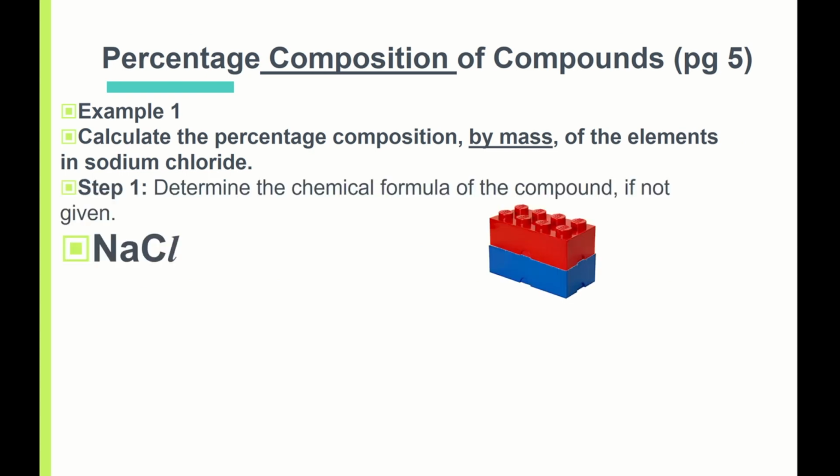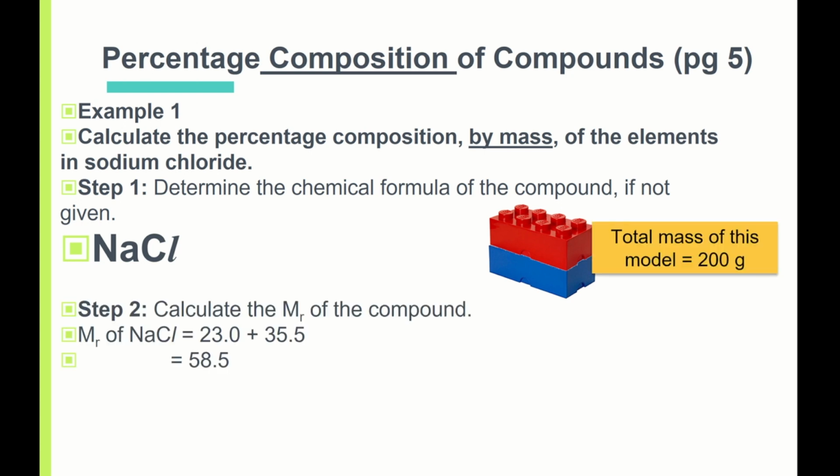Let's say you are given this compound called NaCl. It is like the model given to you. The question asks, calculate the total mass of NaCl first. For the total mass, you will use the relative formula mass, which is 23 plus 35.5. So the total mass of NaCl is 58.5. Now I'm interested to find the mass of the elements. How much of this 58.5 is contributed by sodium? How much is contributed by chlorine?